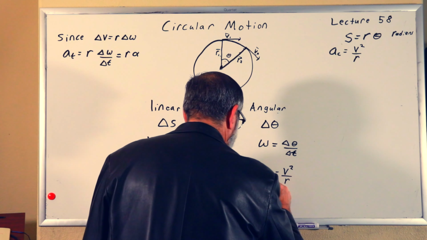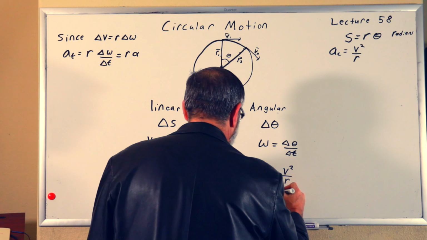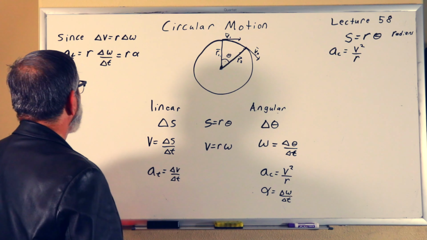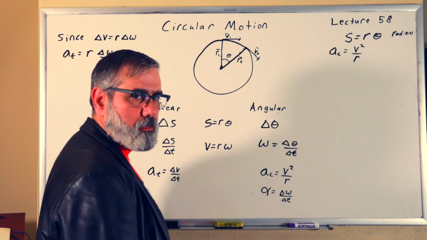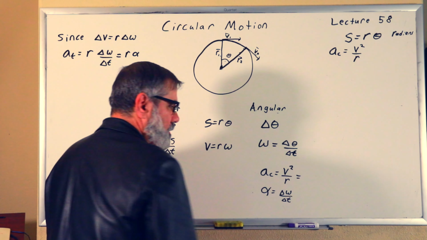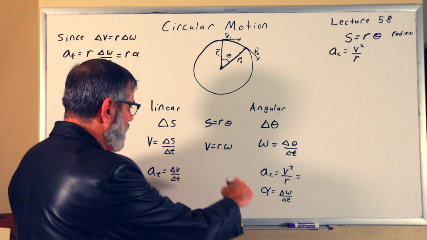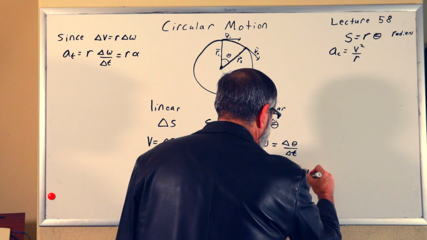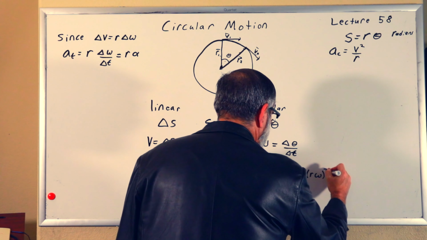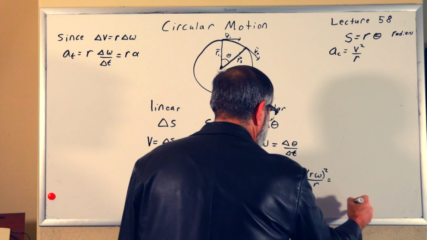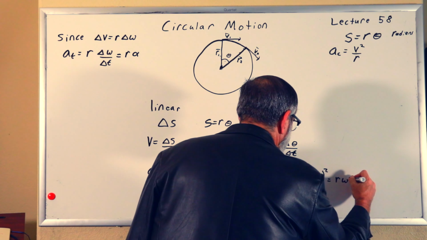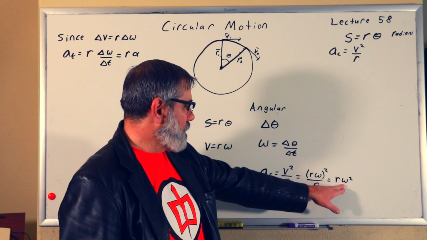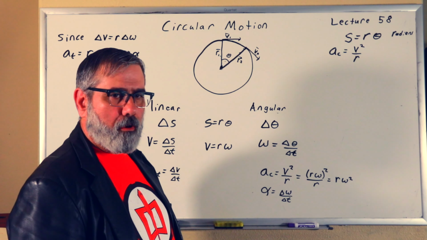So really what I want to write here is that alpha is equal to delta omega over delta t. That's what alpha is. Now I want to go back to this expression for the centripetal acceleration. V in v squared over r is r omega. So I'll put r omega here, it has to be squared over r. This is going to be r omega squared. So now I've expressed the centripetal acceleration in terms of the angular components.